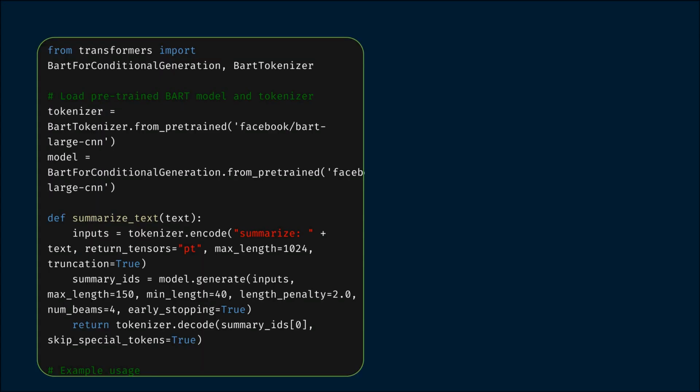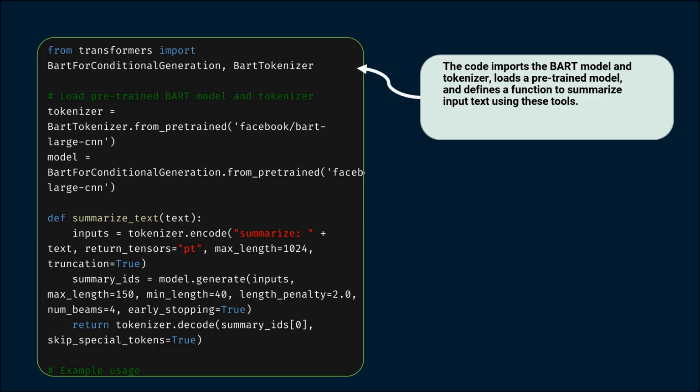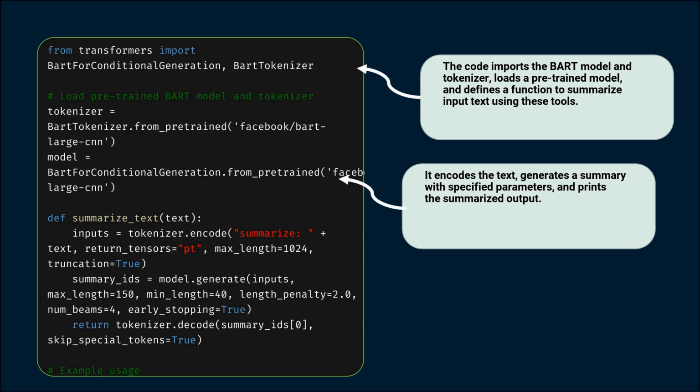Now, let's see how we can implement a text summarization algorithm using a pre-trained BART model, which, believe me, is known for its effectiveness in generating concise summaries from longer texts. First, we're going to start by importing the necessary components from the Hugging Face Transformers library. We'll specifically need the BART for conditional generation model and the BART tokenizer. The tokenizer is essential for converting input text into a format that the model understands, whereas the BART model is equipped to generate those summaries we want.